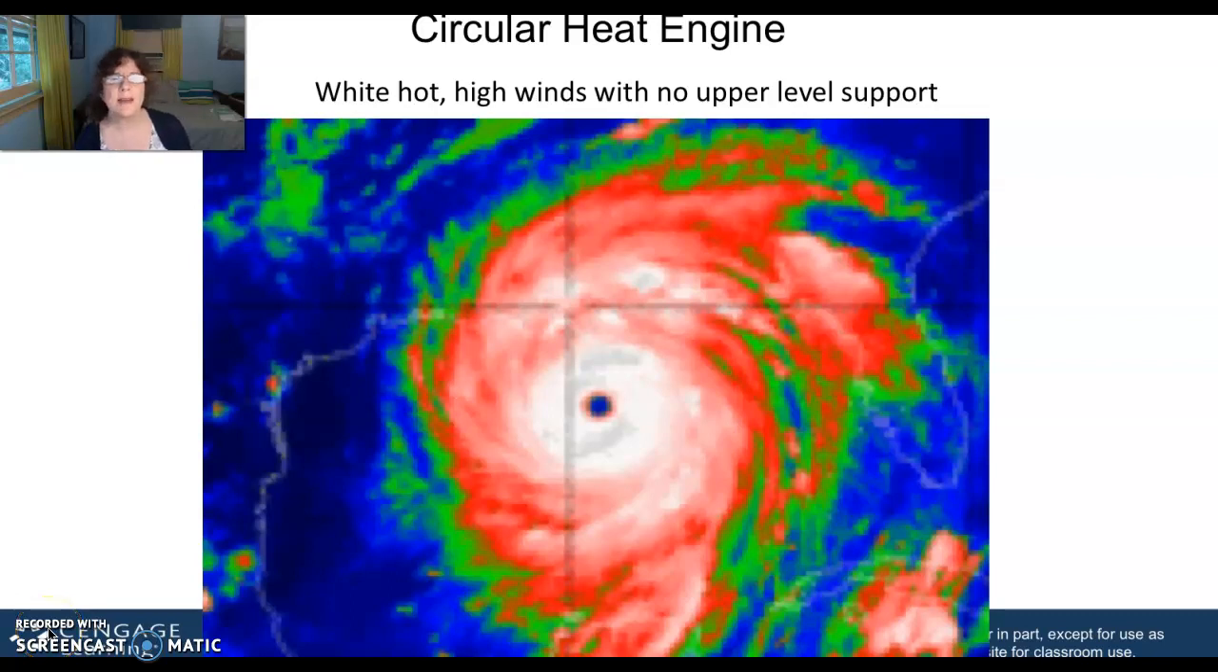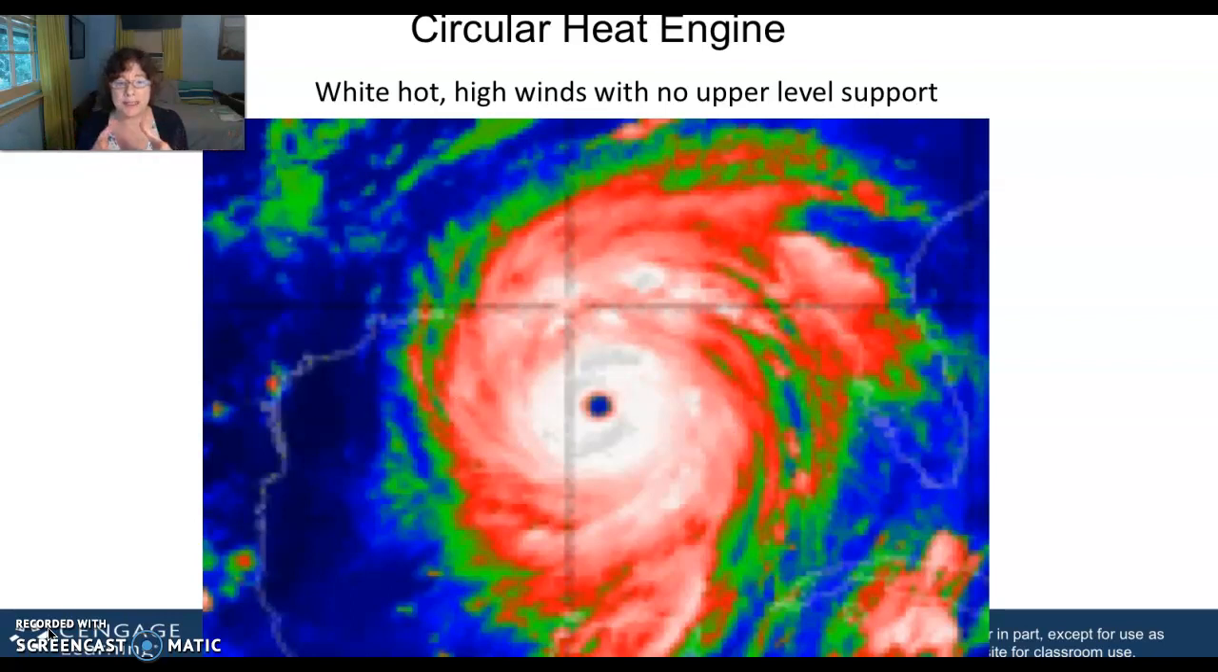Now, to really get into the formation of hurricanes, we've gone over the steps that lead into hurricane formation. Now let's get into the formation and structure of the storm itself. What you see here is a white hot center. It's reinforcing that hurricanes are circular heat engines.